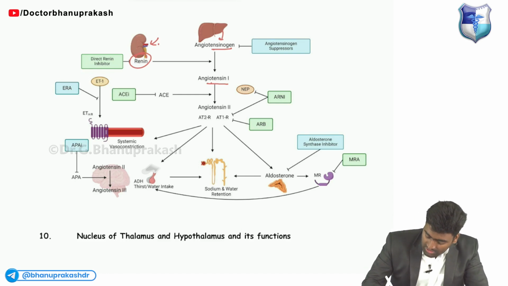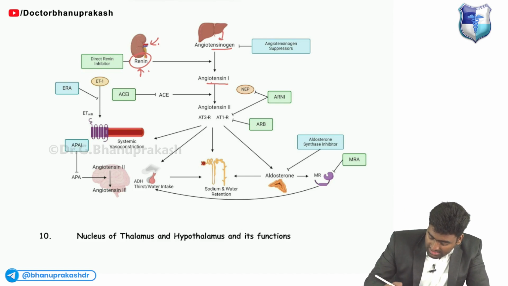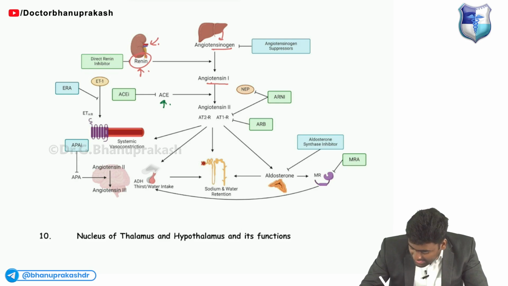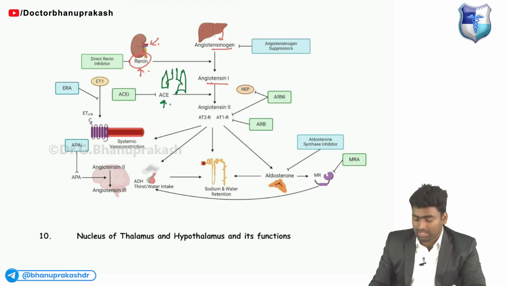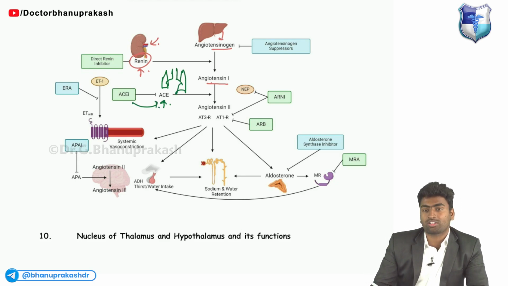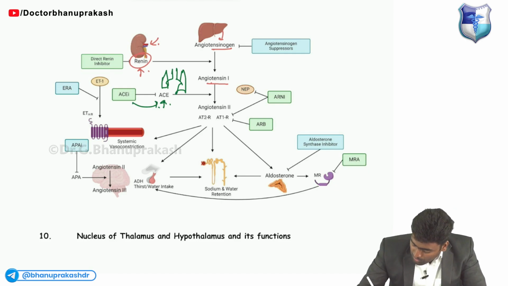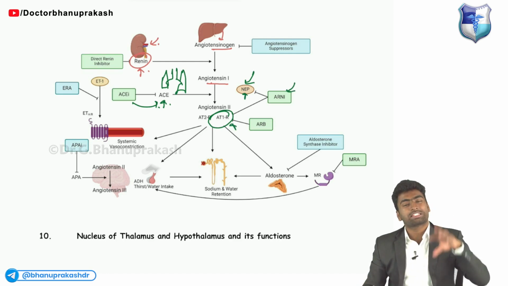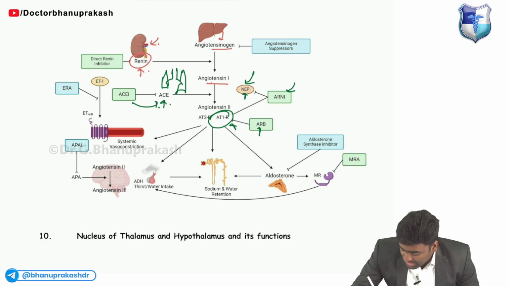The drugs which act on the kidney are known as direct renin inhibitors, followed by the enzyme ACE from the lungs. If there are blockers for ACE, like the prils, then there will be no conversion as well. Then we have blockers which block the receptor and also block the degradation by neprilysin; they are known as ARNIs. And we can even block the receptors directly; they are known as angiotensin receptor blockers.